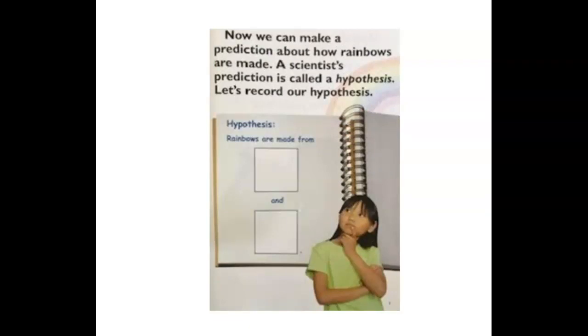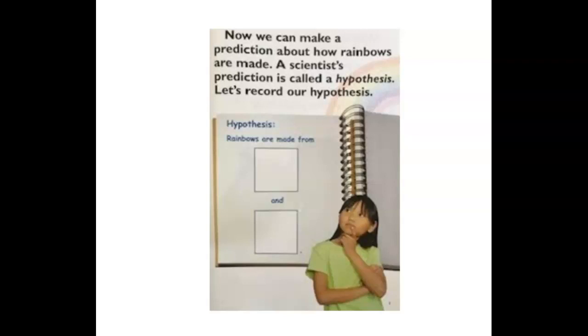Now we can make a prediction about how rainbows are made. A scientist's prediction is called a hypothesis. Let's record our hypothesis. A scientist's prediction that can be tested with experiments. So say the word again, hypothesis. So what would your hypothesis be?